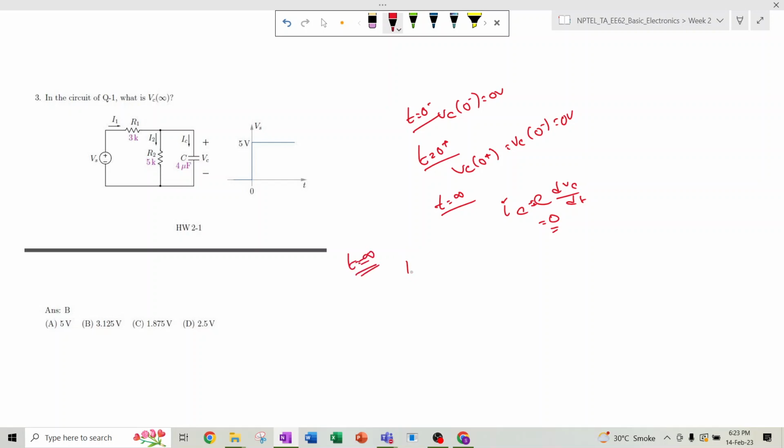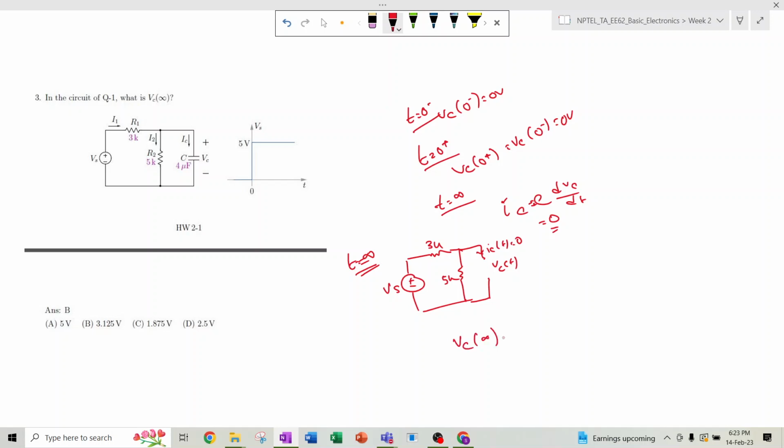Drawing the circuit, it is plus minus Vs. Here it has 3k, here it has 5k, and here it is the open circuit. This is Vc. That means the current through it is 0. So what is the voltage across this capacitor at time t equal to infinity?